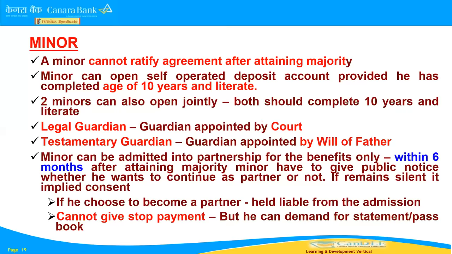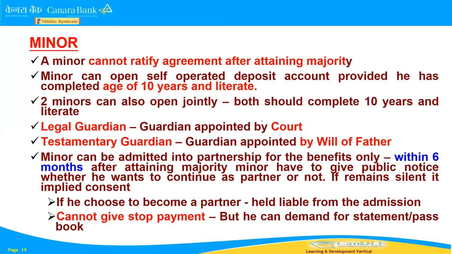Then, in a partnership, whether a minor can be appointed as a partner. Generally nobody will do it, but as per law it is permitted. A minor can be admitted in the partnership for the benefits only. But remember, within 6 months after attaining majority, that means after 18 years, he has to confirm whether he wants to continue in the partnership firm or not. This is very important. 6 months is important.